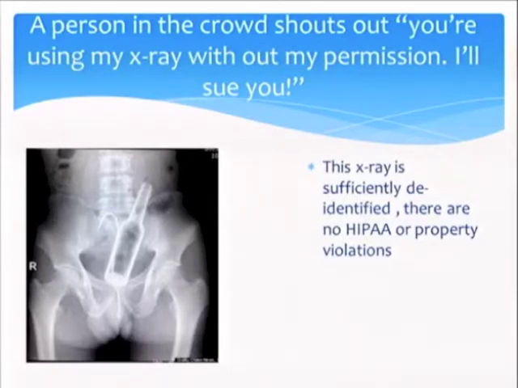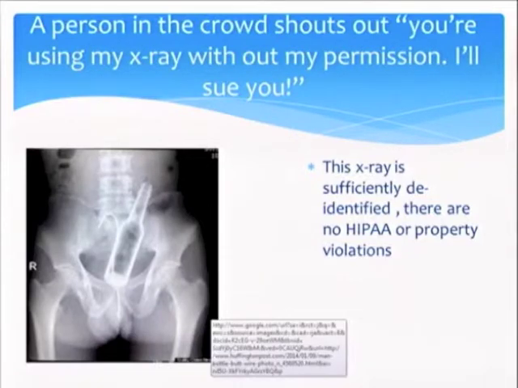And the answer is no. This x-ray is sufficiently de-identified until you raised your hand, which is not the surgeon's problem, that there are no HIPAA violations, nor does this piece of medical record engender property rights. So this issue of going back to things like HeLa cells, who owns the HeLa cells and the cancer lines, this is very different. If you use an x-ray in an educational talk for which it is legitimately de-identified, then the patient has no property rights to the image, even though it's an image of them. You are in the clear.